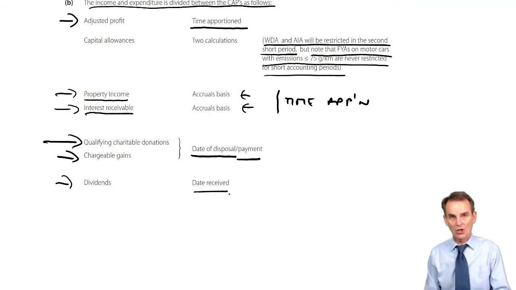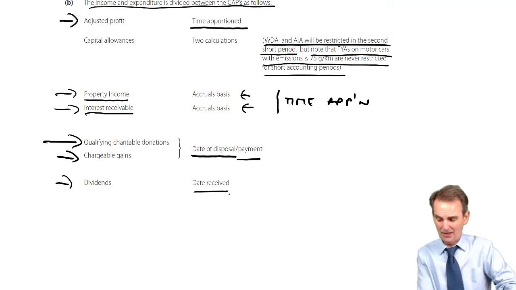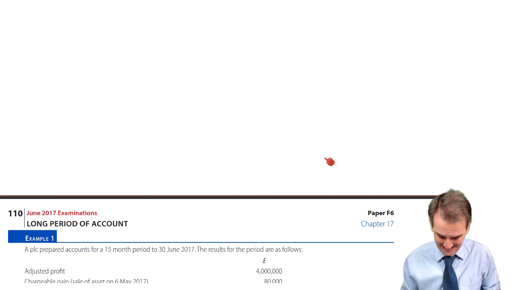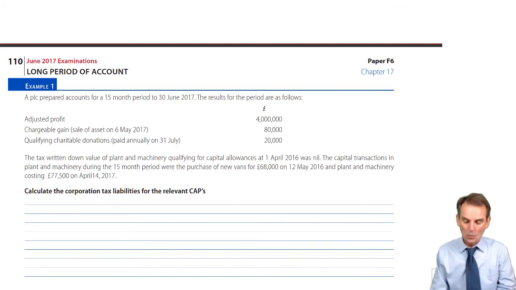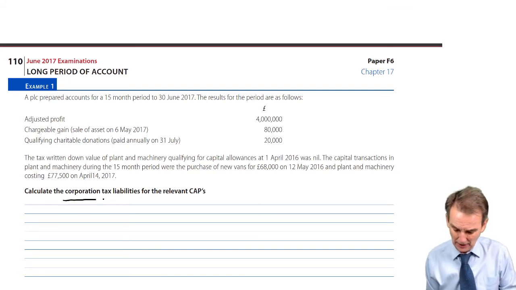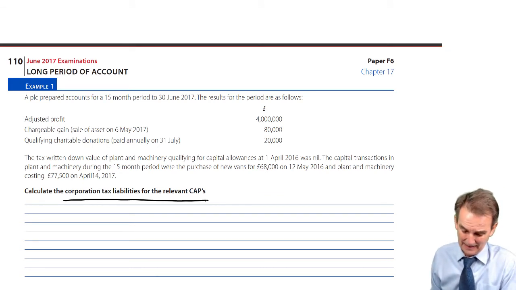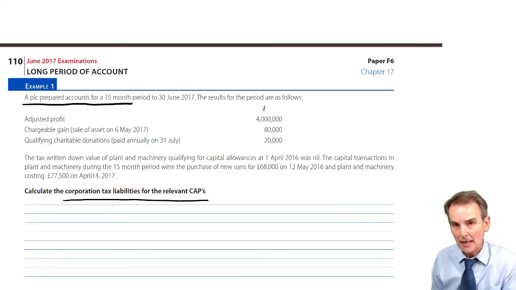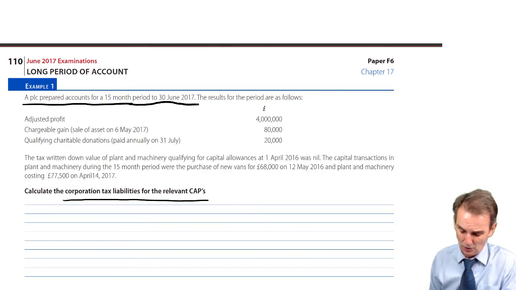So there we go, certain basic simple rules that need to be applied. Now, of course, I've said they're simple. The proof of the pudding, they say, is in the eating, because there we have example 1, where we have to calculate the corporation tax liabilities for the relevant chargeable accounting periods. Now then, we quickly discover that the company A plc has prepared accounts for what is a long period of account, the 15 months to the 30th of June 17.